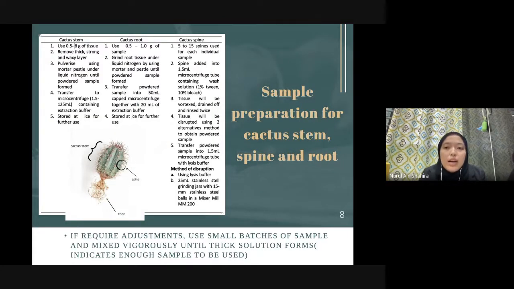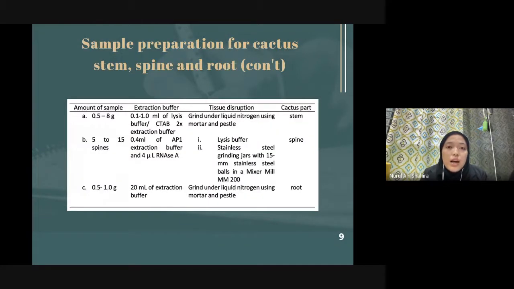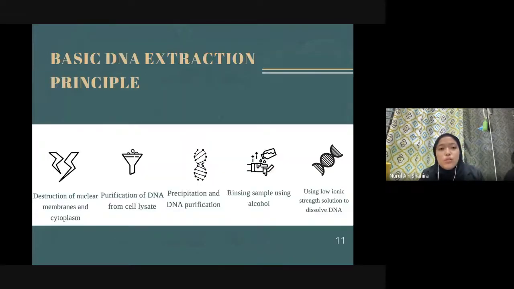So as we are using different cactus parts, the sample preparation can be slightly different in terms of amount of sample used, use of extraction buffer, and also method of disruption. To simplify the differences, referring to this table, cactus stem and cactus root are almost similar in sample preparation except for the extraction buffer used. Meanwhile, the cactus spine is completely different in terms of amount of sample used, extraction buffer, and also tissue disruption method. So moving on to next.